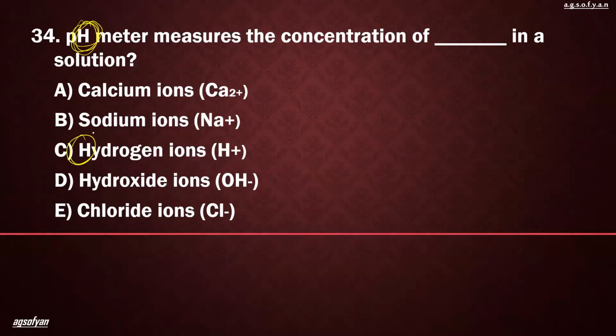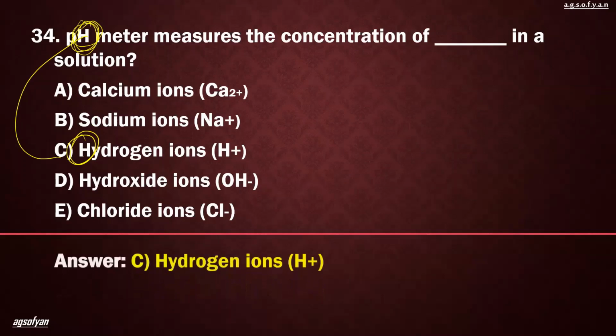Hydrogen ions. That's hydrogen ion. H means hydrogen. So it's very simple actually. pH means measuring hydrogen ion. Okay, you see that then H.